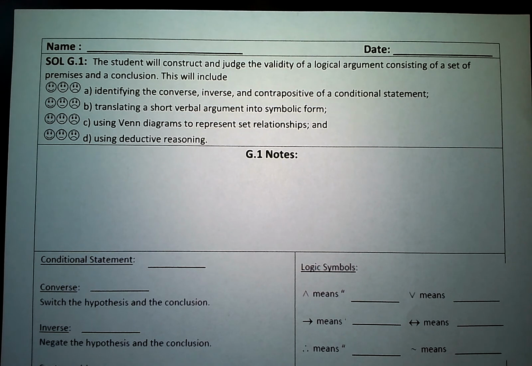This first study guide belongs to SOL G.1. G.1 is the SOL pertaining to logical reasoning, and as you can see, there are 4 different topics within this SOL. Let's see what kind of review we need to talk about before we begin.